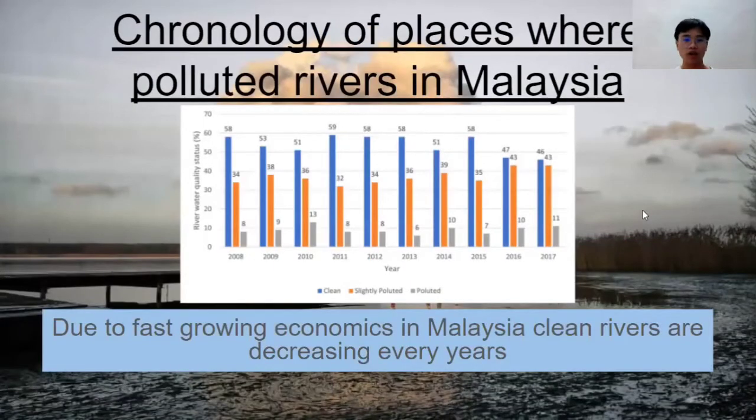Next, we're going to talk about the chronology of places where rivers are polluted in Malaysia. From the graph here, we notice that from 2008 to 2017, the clean rivers are decreasing every year, and the slightly polluted rivers are increasing gradually every year. One of the factors is the fast-growing economy in Malaysia too.